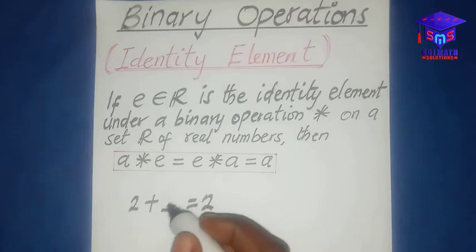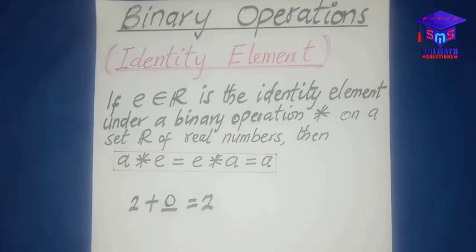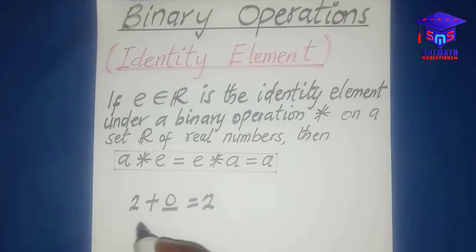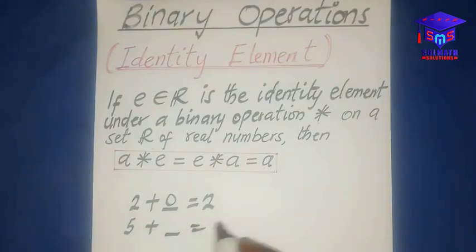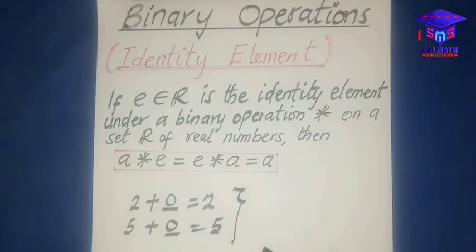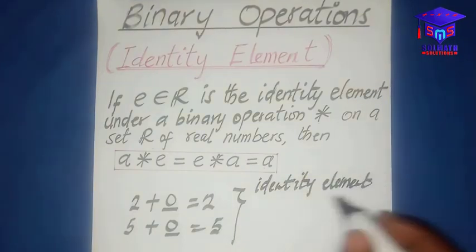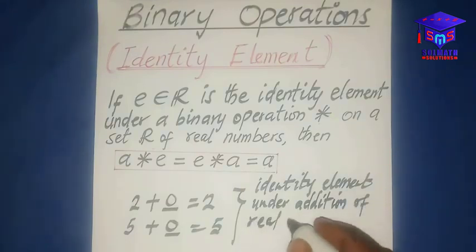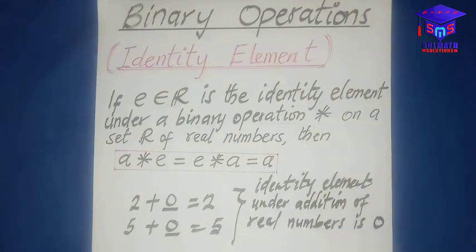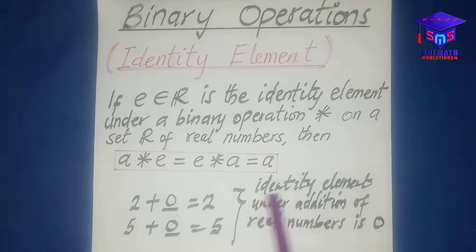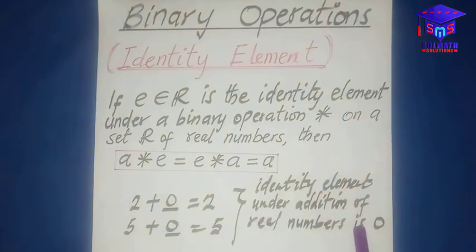Good, your guess is right. The number is 0. So our identity element in this case is 0. Good. Another example, if you have 5, 5 plus what number will give you that same number 5? The number is 0. Good. So in this case, we say that the identity element in the addition of real numbers is 0.